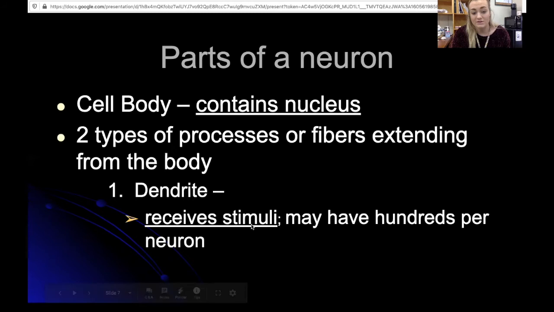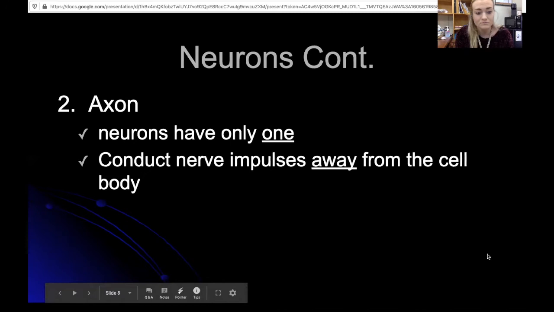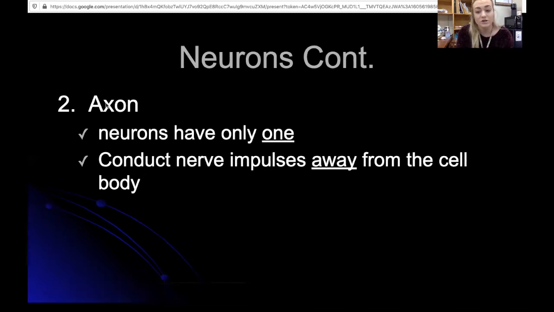You'll see that the parts that are underlined are the parts in your notes that we should be taking. But they are going to receive the stimulus. So the dendrites are those branching cells that are coming from the cell body. They are receiving that stimulus upon arrival. And they have hundreds and hundreds of these dendrites per neuron. So we'll see many of them, so they can receive many messages so that they can cause a reaction to happen. And then the second one, like we talked about, is that axon.